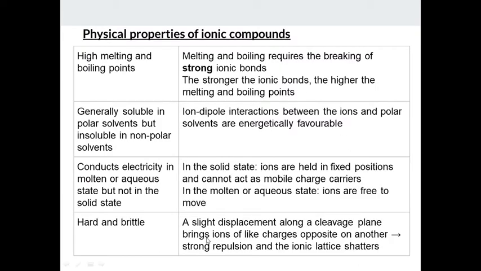So these are some physical properties of ionic compounds. You probably have learned this in secondary school already. So the key point to note is high melting and boiling points, because melting and boiling requires the breaking of strong ionic bonds. You can think of it this way: melting a substance requires the breakdown of the rigidity of the structure, and in order to break down the rigidity of an ionic structure, we have to break strong ionic bonds.